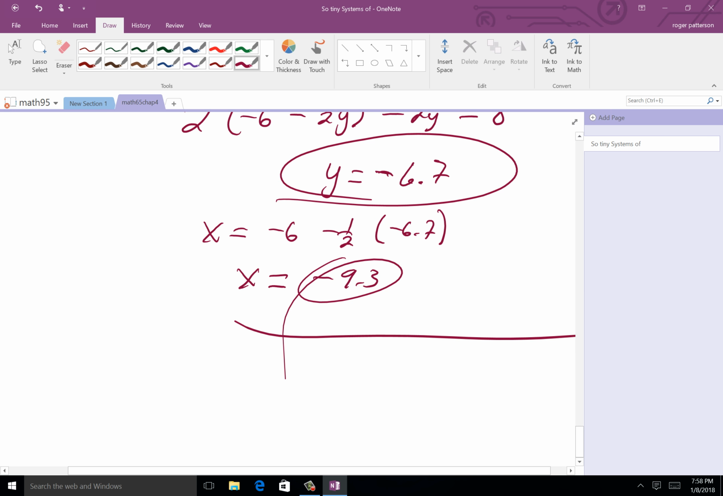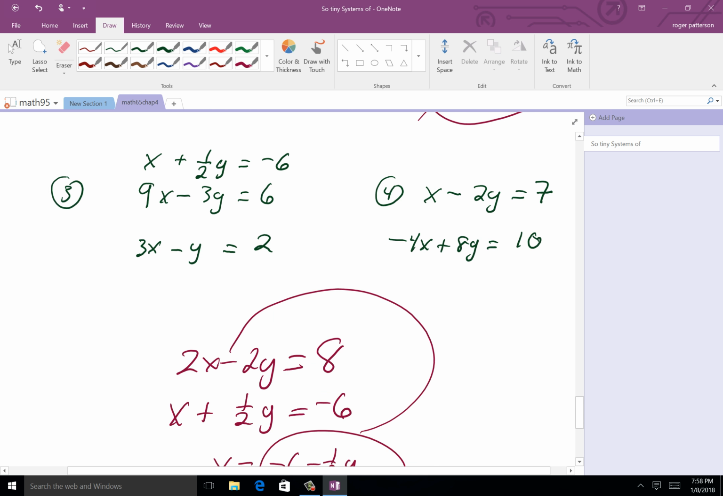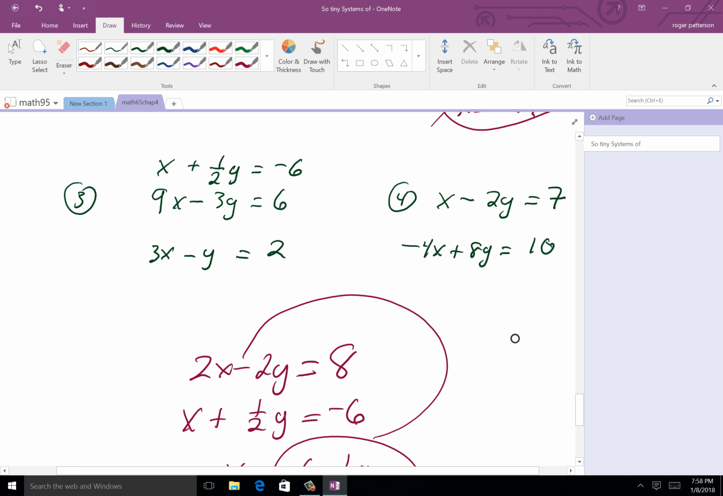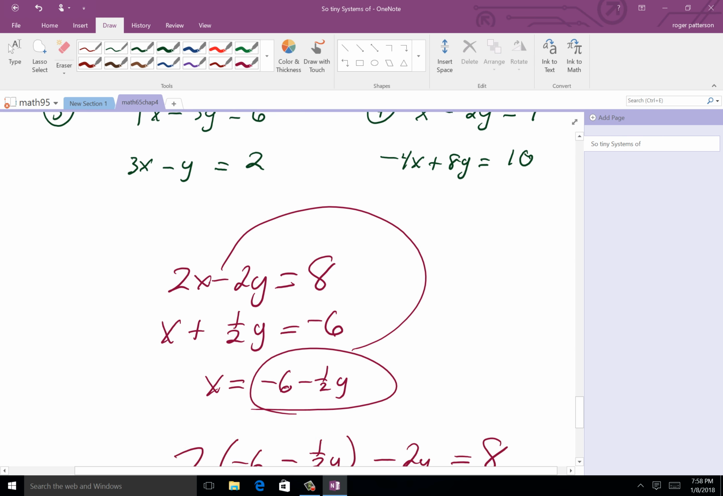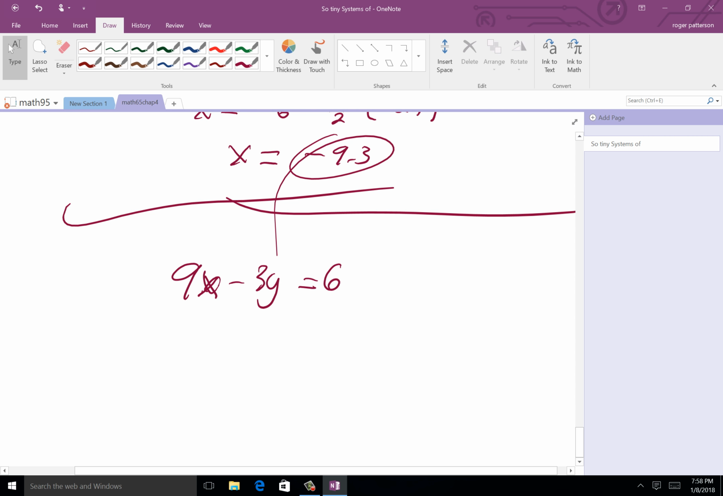So we're zipping along here. Alright, let's look at this number 3. So 9x minus 3y equals 6. And 3x minus y equals 2.